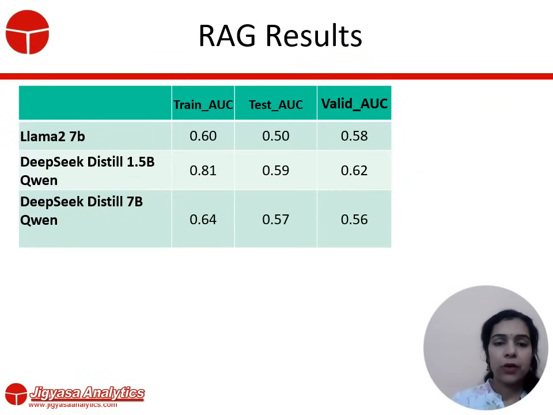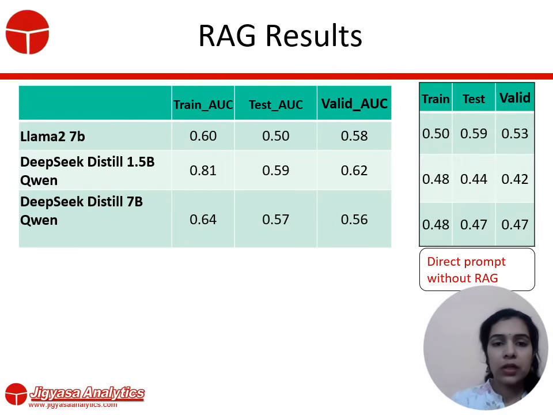Now let's see the performance with RAG. Llama 2 performs poorly with RAG, showing an AUC score of around 0.60 on training data and 0.50 on test data, meaning it failed to learn meaningful patterns with the RAG approach. DeepSeek models, however, perform significantly better with RAG. The 1.5 billion Qwen model achieves the highest test AUC of 0.59 and the 7 billion Qwen model follows with a test AUC of 0.57.